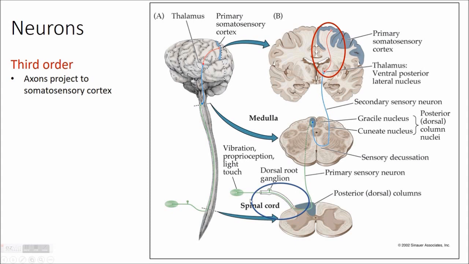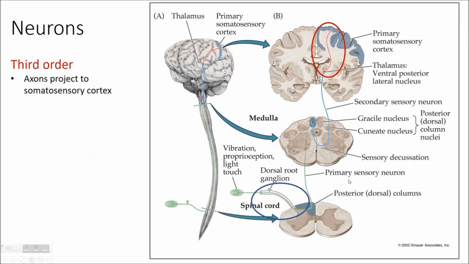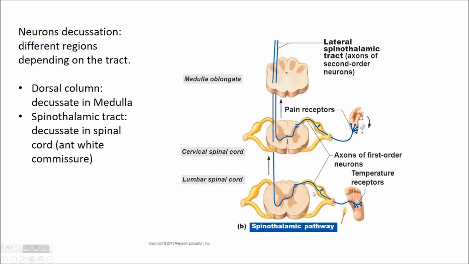Now again, I just wanted to point out, if you remember, the dorsal root is responsible for the sensory pathway. Now, the neurons decussate in different regions depending on the tract. As we discussed in the dorsal pathway, the neurons decussated in the medulla oblongata. This is an example of the spinothalamic pathway, where the neurons decussate actually in the spinal cord itself, in the anterior white commissure, as we discussed earlier. So this is important to remember, especially when a patient presents with spinal cord damage, and we will discuss this in an example later on.